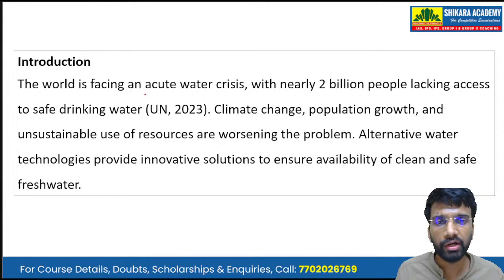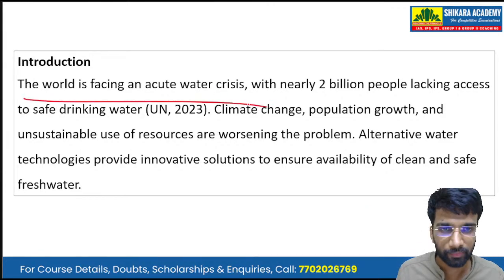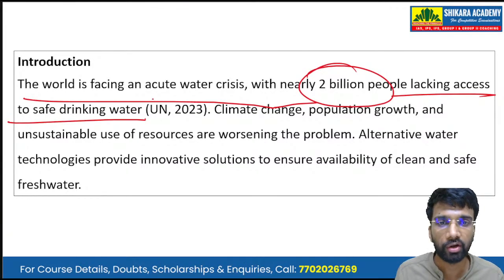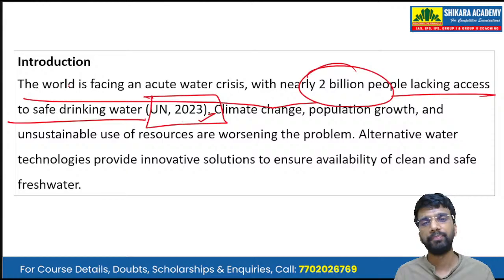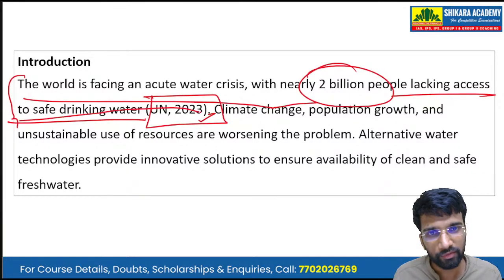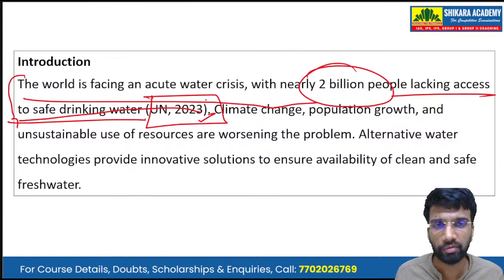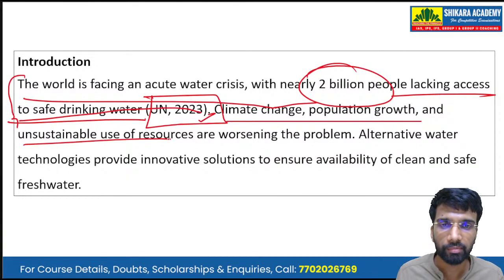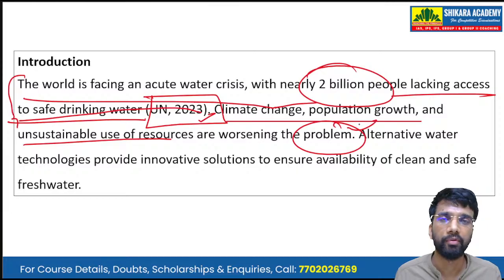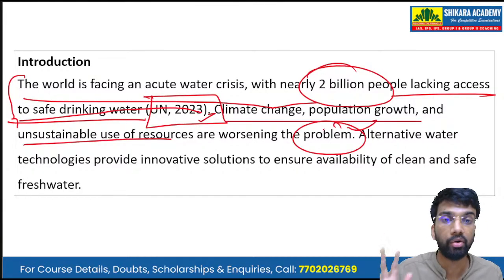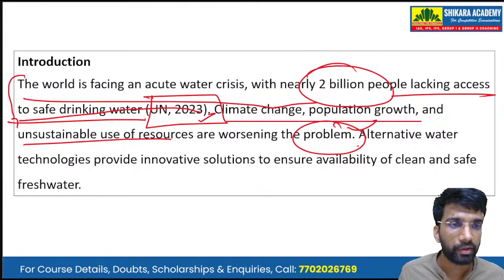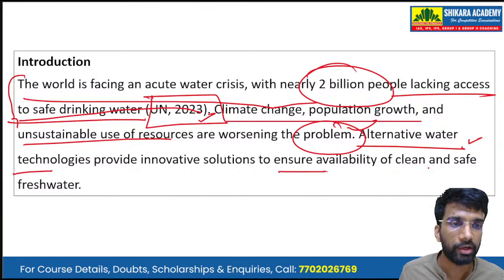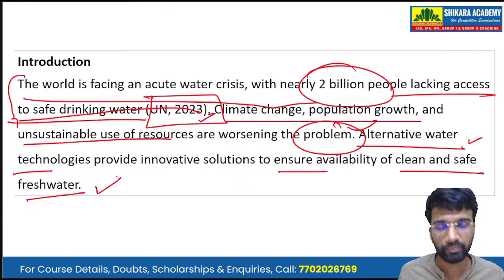Starting with the introduction: the world is facing an acute water crisis, with nearly 2 billion people lacking access to safe drinking water according to UN 2023 data. Now, in this line, we have dealt with the introductory line that was given in the question. Then we discuss that climate change, population growth, and unsustainable use of water resources are worsening the problem. These are the factors worsening this water crisis. Then, alternative water technologies provide innovative solutions to ensure availability of clean and safe fresh water.